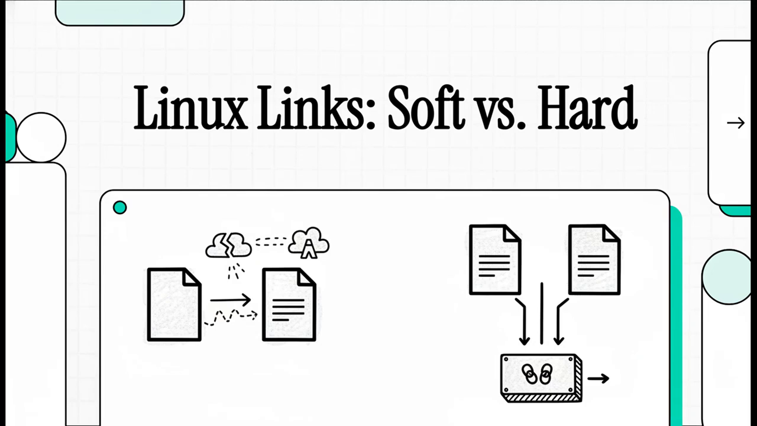Welcome. In the world of Linux, you can have a single file that looks like it's in 2, 5, even 10 different places all at once. But how does that even work? Today, we're going to demystify file links. We'll break down the huge difference between a soft and hard link using a really simple experiment. So let's dive right in.